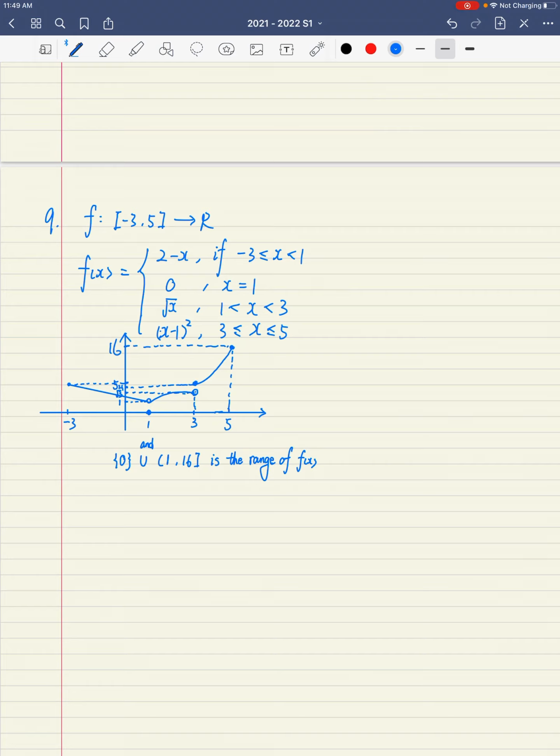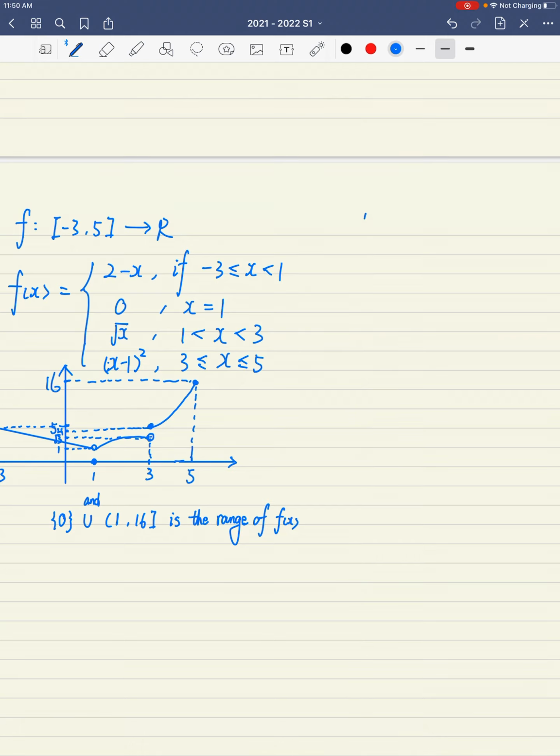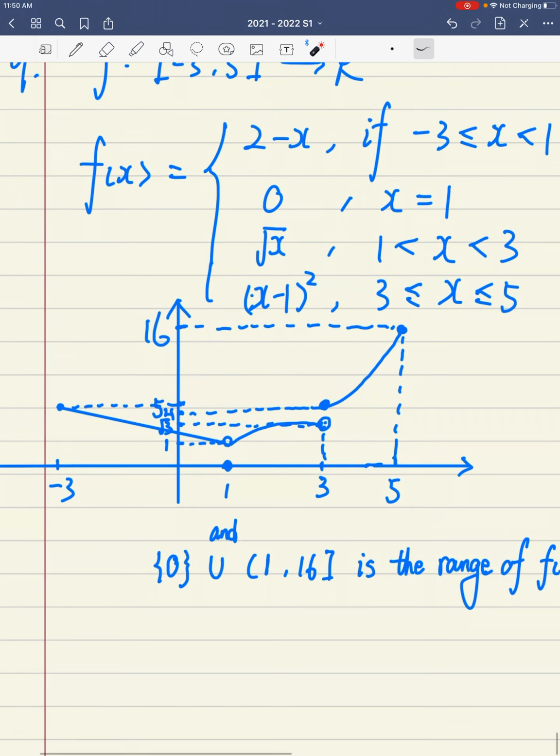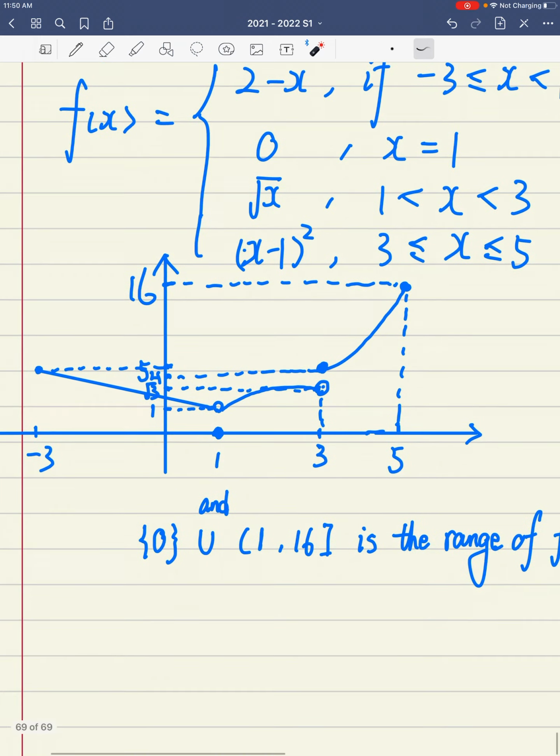Okay, second part. In part B, we can just read the limits from the graph. First, the limit of f(x) when x is approaching 0. You can see where 0 is, it's here. When x is approaching 0, the function is approaching this value.